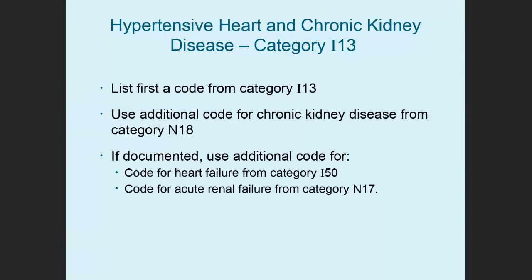List first a code from category I-13. Use additional code for the chronic kidney disease from category N18. And then if documented, if it's in there, code for heart failure or code for acute renal failure. So this will not always be the case, but if it is, you need to list codes for that if it's documented.